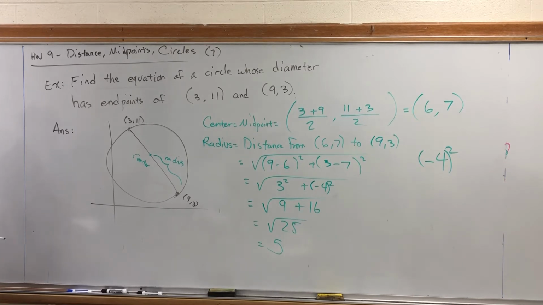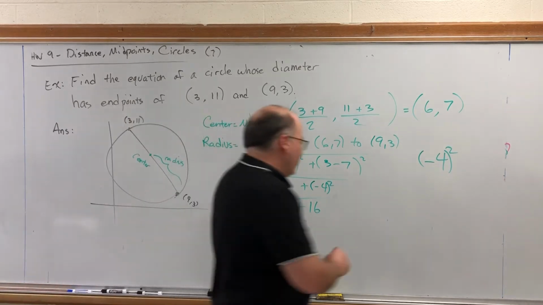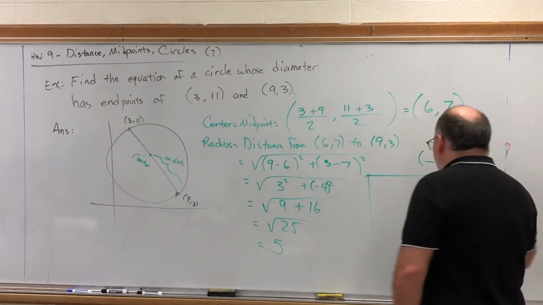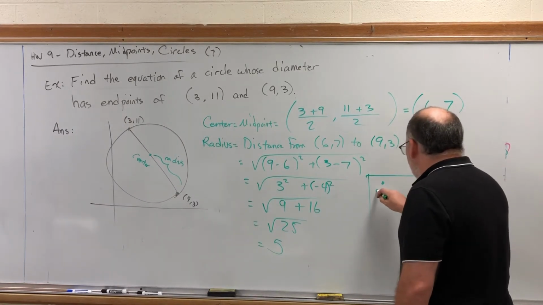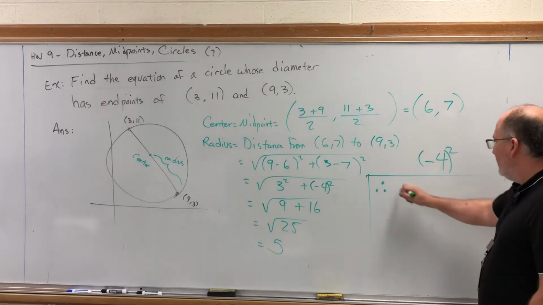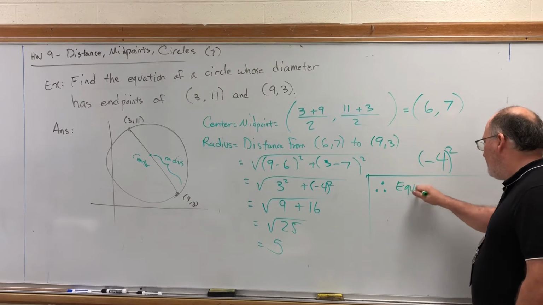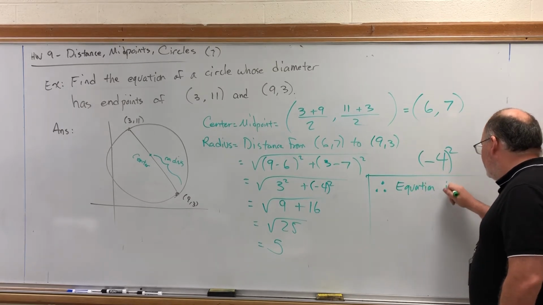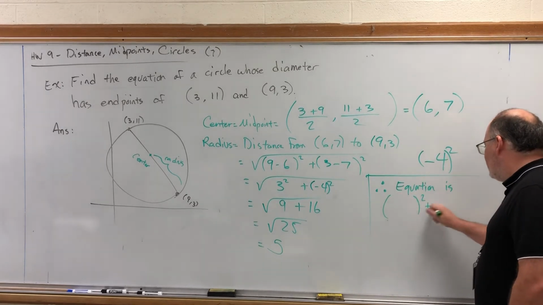But what we don't know yet is the equation, because that's what we were asked for. But we have everything we need. Therefore, I think I've shown you this before, but 3-dot triangle is the symbol for the word therefore. The equation is, remember how the equation of a circle looks.